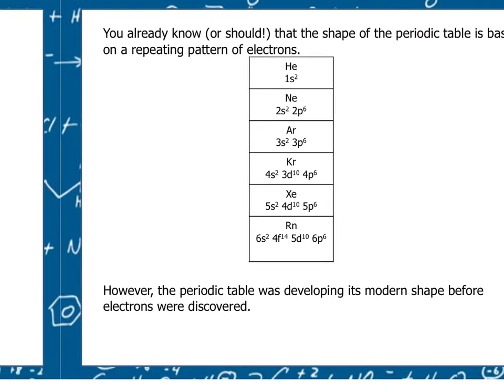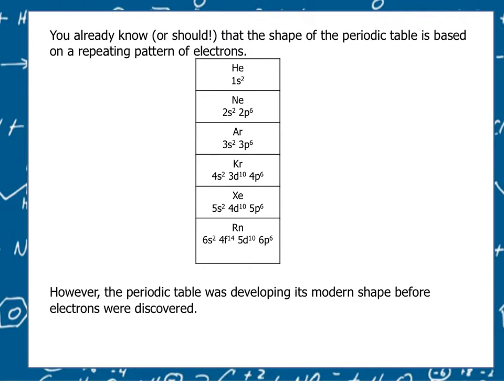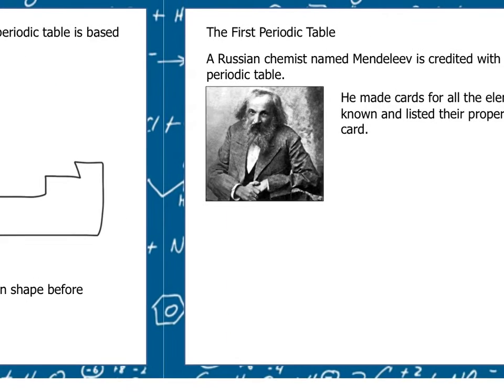So hopefully you know from our last unit that the electrons on the periodic table come in a repeating pattern, 1s2, 2s2, 2p6, and that just repeats and builds and grows on each row of the periodic table. However, I think what's interesting is the periodic table was developing this kind of modern shape, the shape that we recognize as coming from the electrons even before people knew what electrons were. So that's going to be our history lesson.